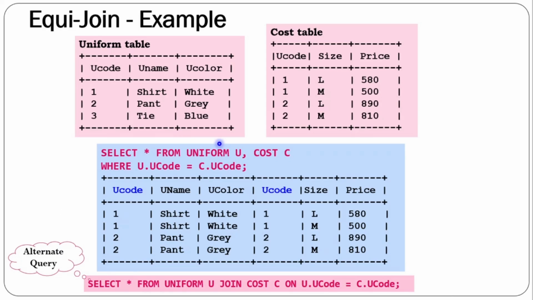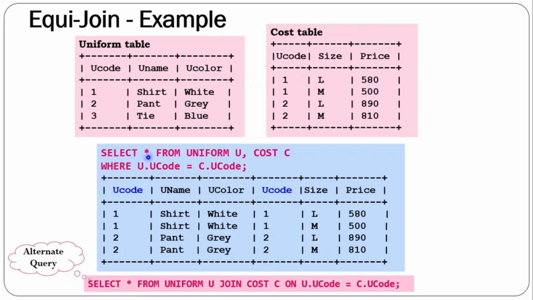Let us discuss one example. Here there are two tables, uniform and cost table. The common field is UCODE. Uniform table is the parent table which consists of the details of uniform, and this cost table is the child table. And we can see from this table, the first uniform with ucode 1 is referred here 2 times. That is, the shirt is having of large size and medium size with different prices. So we can join these 2 tables by performing equality symbol equals.